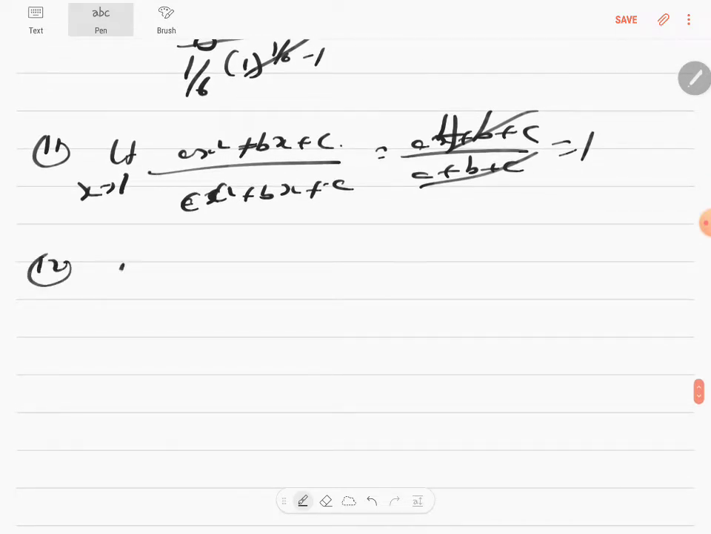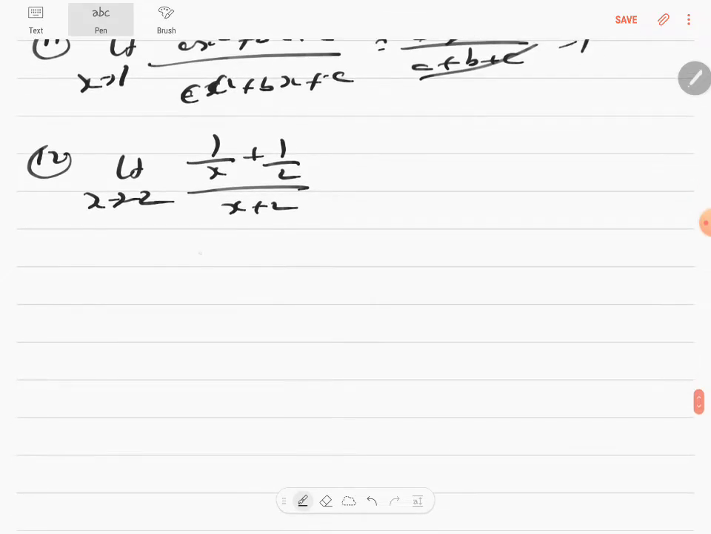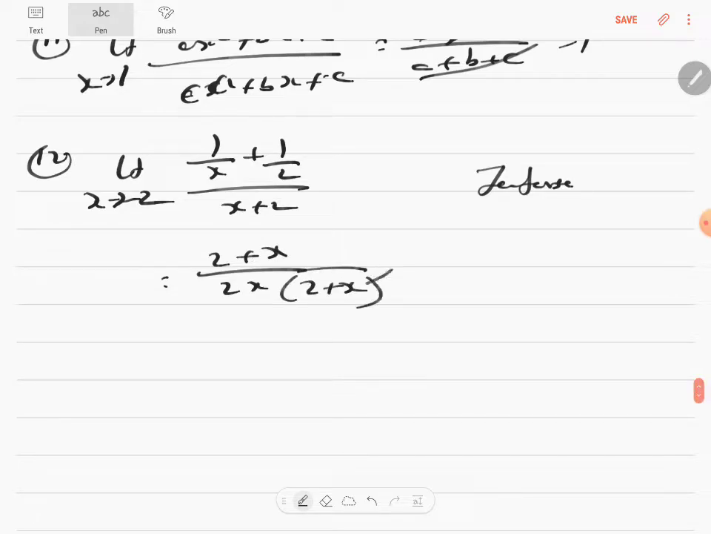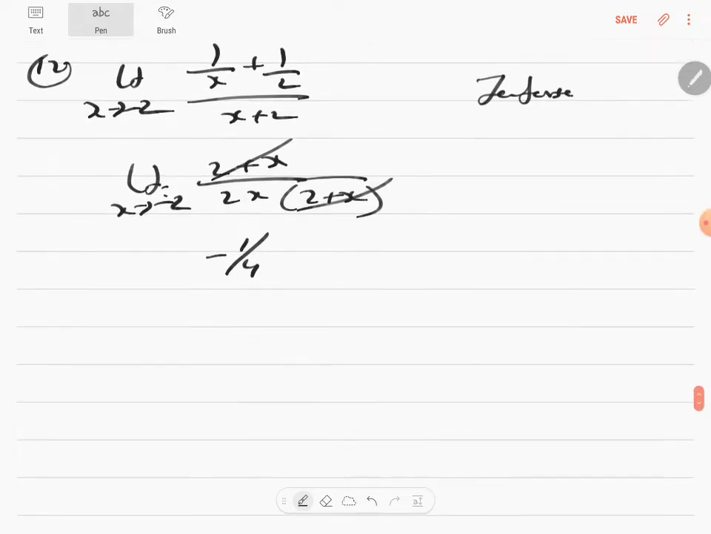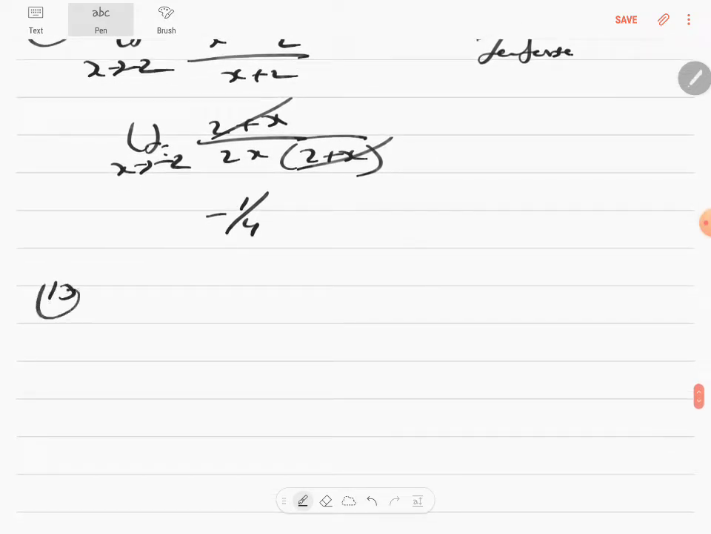12th sum. Limit of 1 by x plus 1 by 2 by x plus 2, limit x tends to minus 2. Okay, if you see here, you have to factorize. That's the trick, because the denominator is becoming 0. So you take LCM as 2x, it will become 2 plus x, and there's already 2 plus x here, and both of them will get cancelled. Limit x tends to minus 2. Now is the denominator becoming 0? No. Minus 1 by 4. Substitute x as minus 2, you get the answer. So let's go to the 13th question.